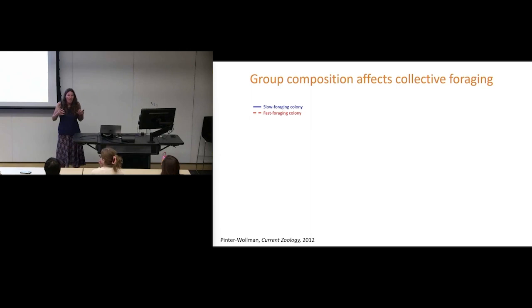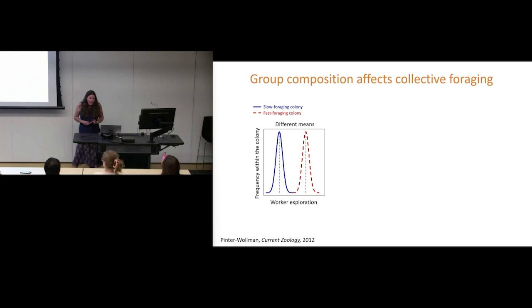We'll see, whether it's ants or bees or wasps, that some colonies are really, for example, fast at finding food, and others are really slow at finding food. There are different hypotheses to explain this variation if we consider the behavioral composition of these colonies. One hypothesis is that colonies that are very good at finding food have workers that are more exploratory overall. They go around more, they find more food, and so that's why we see this red colony being a faster foraging colony than the blue one.